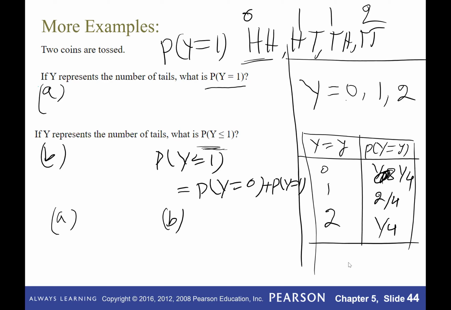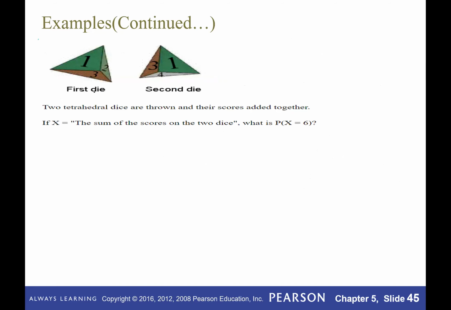Yeah, both are tail. This will be 1 over 4. That's correct. HT or TH is 2 over 4. That's correct. Okay.